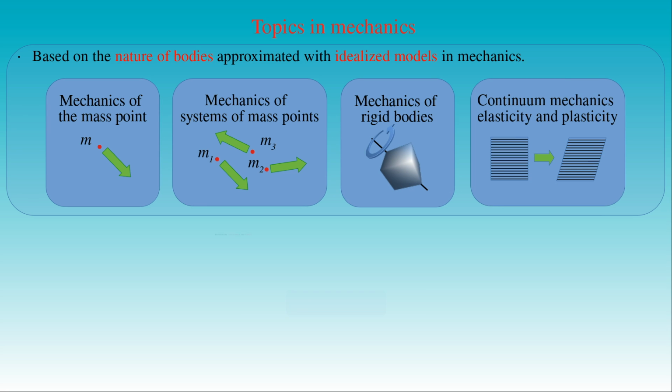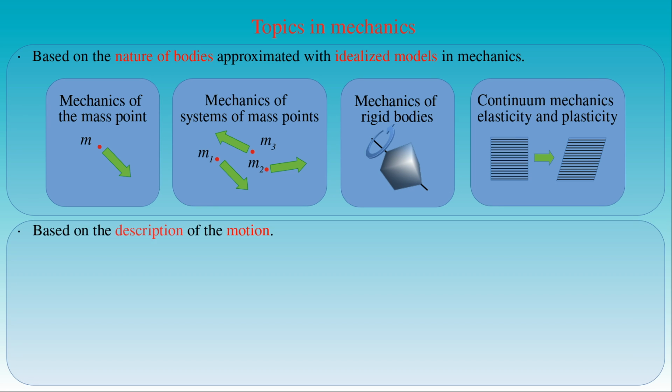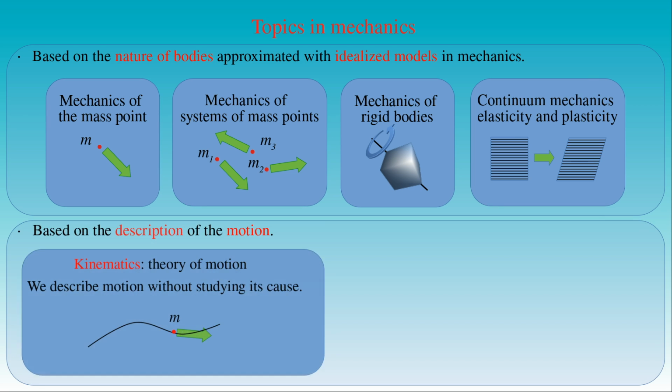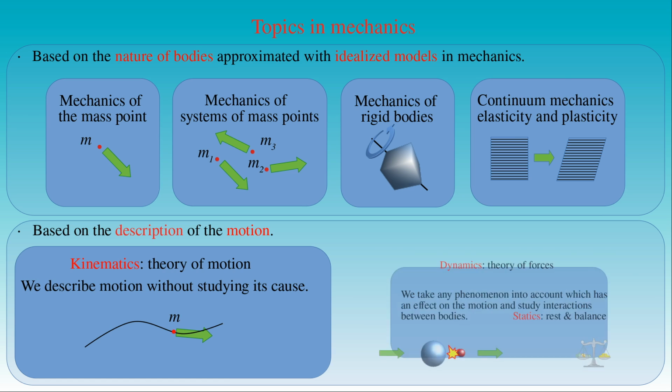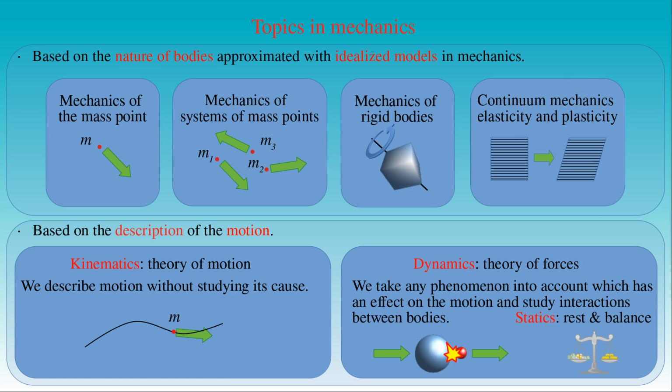By following another approach based on the description of motion, we can split mechanics into kinematics and dynamics. Kinematics is the theory of motion, and only describes the motion of bodies without studying the cause of their motion. Dynamics, or kinetics, is the theory of forces, where we take any phenomena into account which have effect on the motion, and where we also study the interactions between bodies. A special case of dynamics is statics, which is the study of the forces without motion. In statics we examine bodies in the state of rest, and determine the criteria for their balance.